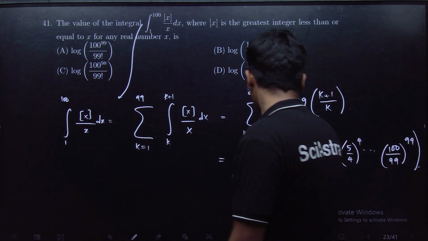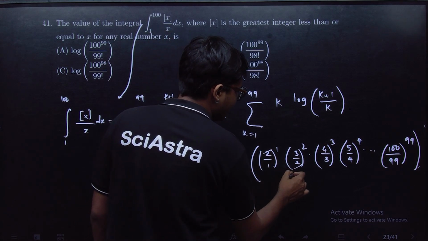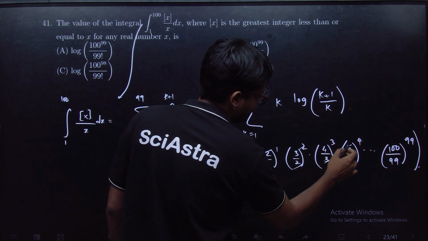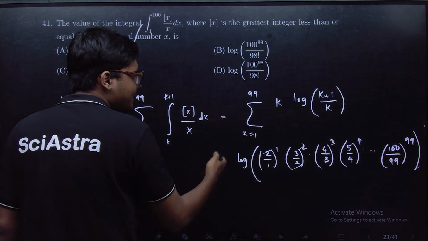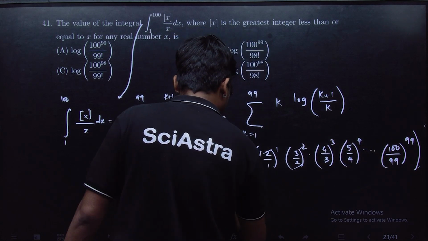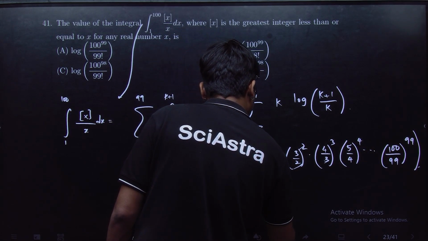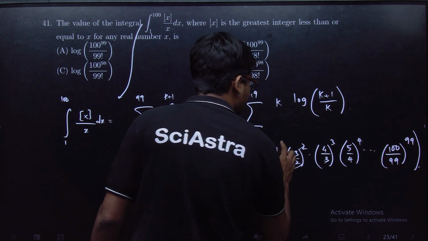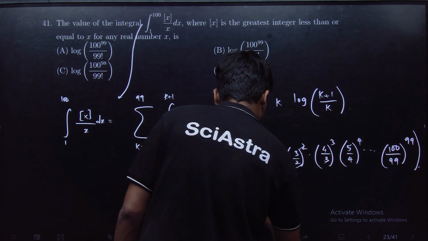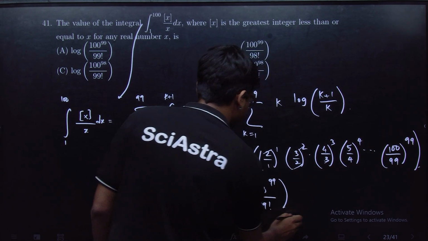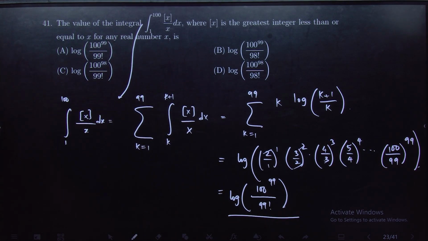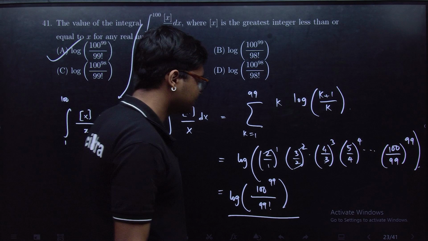Okay. So observe that you have 1, 2 remaining, you have 1, 3 remaining, you have 1, 4 remaining, you have 1, 5 remaining in the denominator, right? And in the numerator everything cancels out. So ultimately you'll just get log of 100 to the power 99 divided by what is the denominator going to be? 1, 2, 3 all the way till 99, which is just 99 factorial, right? So this is the final answer. Log of 100 to the power 99 divided by 99 factorial, which is option A. Okay? Clear?